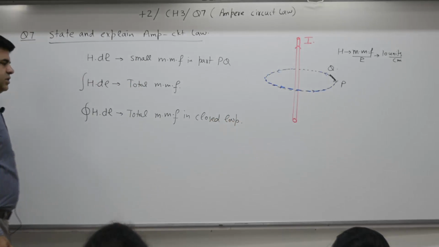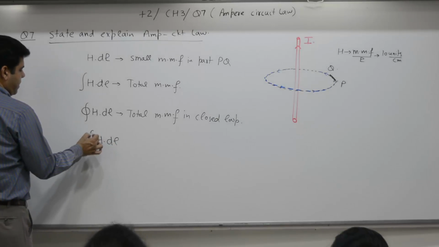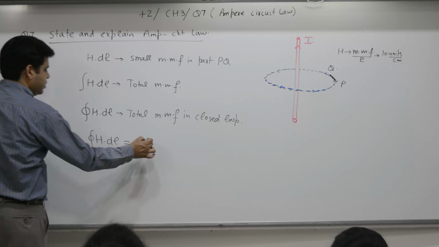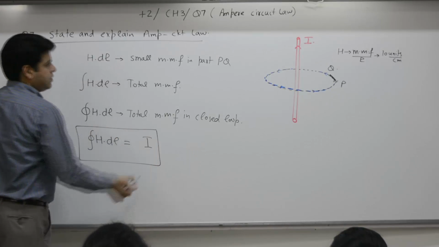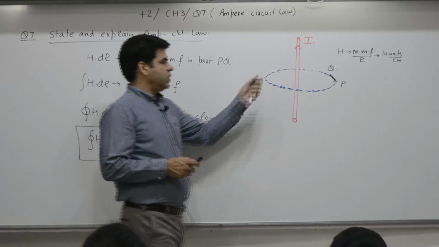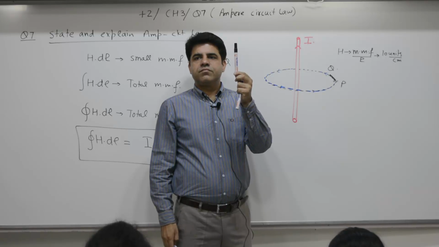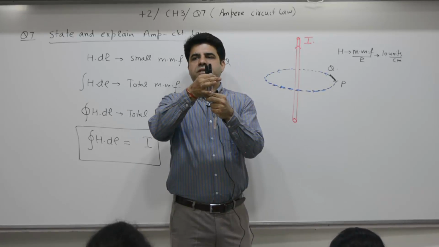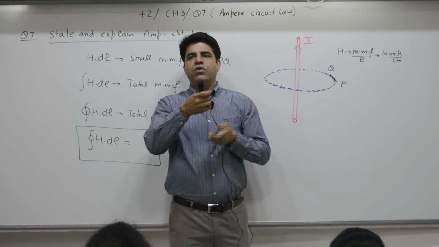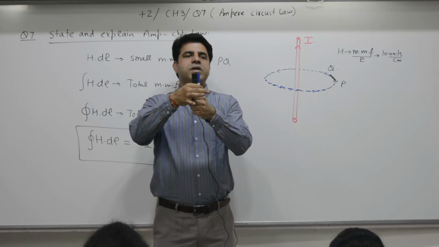The law is total MMF in a closed loop is equal to total current contained. Total current contained in this case is what? I, 10 ampere. Take another wire, same direction, now it is 20 amperes. Take one more wire, now 30 amperes.